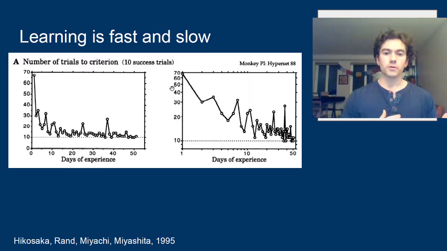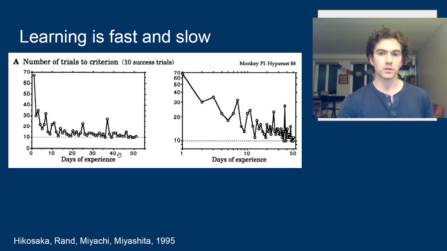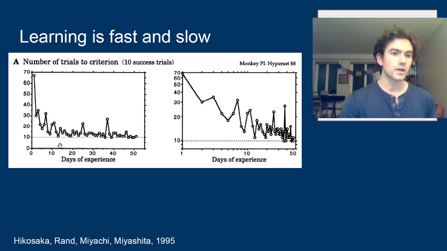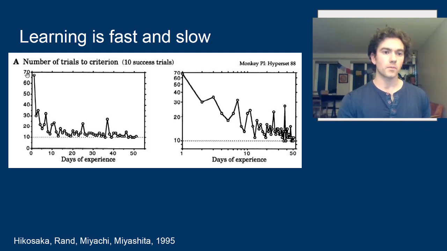So how does this learning progress over the course of time? Now that we have these metrics, we can take a look at this in a little bit more detail. So here we're mapping the acquisition of a single hyperset. Again, this is monkey PI that they're showing us here. And you can see, as we've already seen, the number of trials to criterion really precipitously drops, even from day 1 to day 2. There's this very quick drop right at the beginning, and then it looks kind of flat from there on out, especially from day 10 onwards.